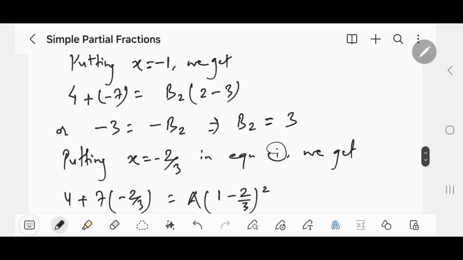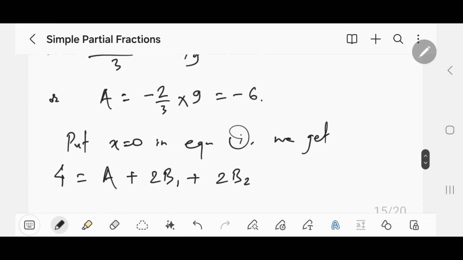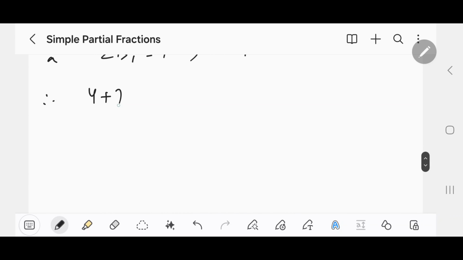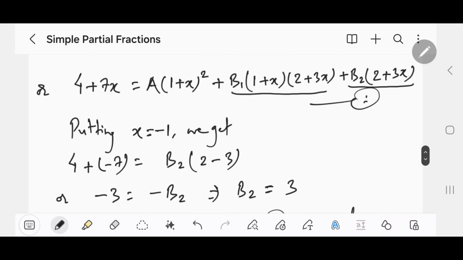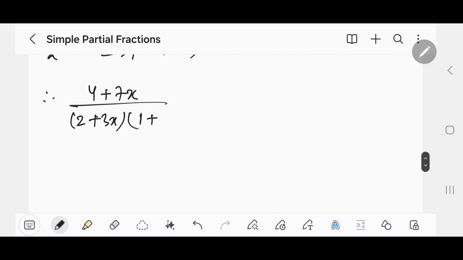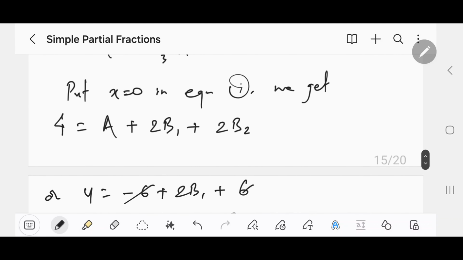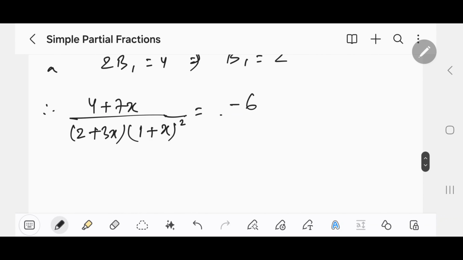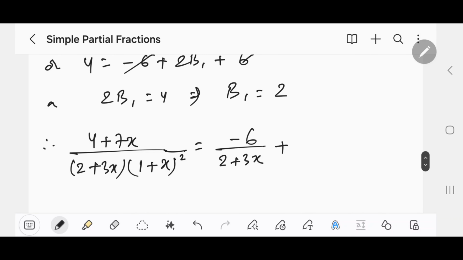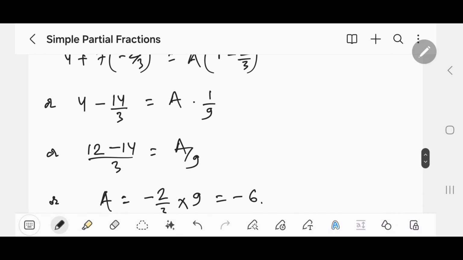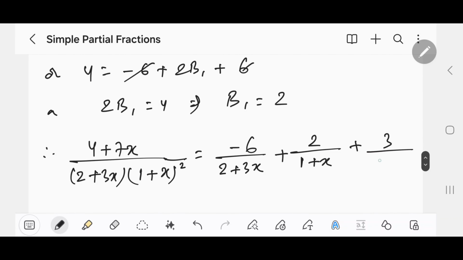Therefore, our question 4 plus 7x by 2 plus 3x 1 plus x whole square can be written as a by 2 plus 3x. So a is -6 by 2 plus 3x. We have b1. b1 is 2, so 2 by 1 plus x. And then we have b2. b2 is 3, so 3 by 1 plus x whole square. This is the solution.